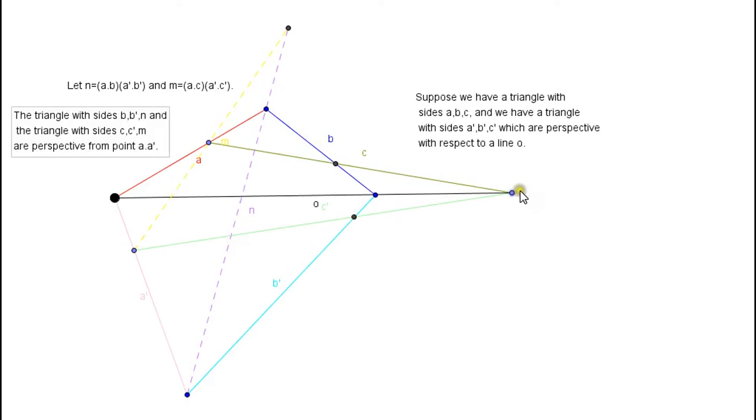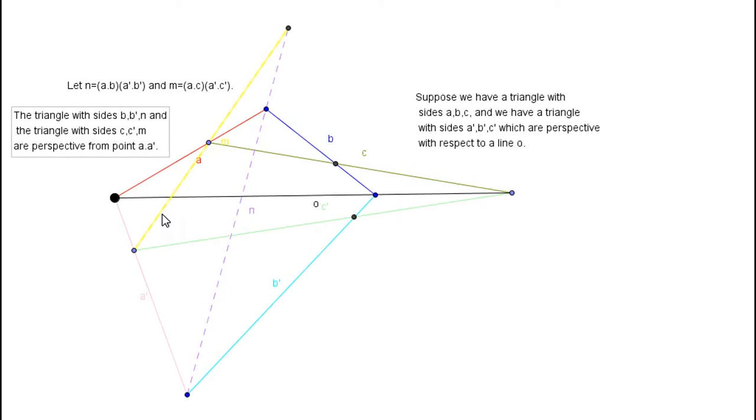Next we have an observation. And that observation is that we can think about some new triangles. In particular, we can think about this triangle which is kind of using these blue and purple edges. So it's the triangle with sides B, B dash and N. We'd also think about the triangle using the green and yellow edges. So that's this triangle C, C dash, M, they're the sides. So I'm describing the triangles in terms of sides rather than vertices. It makes more sense for this proof.